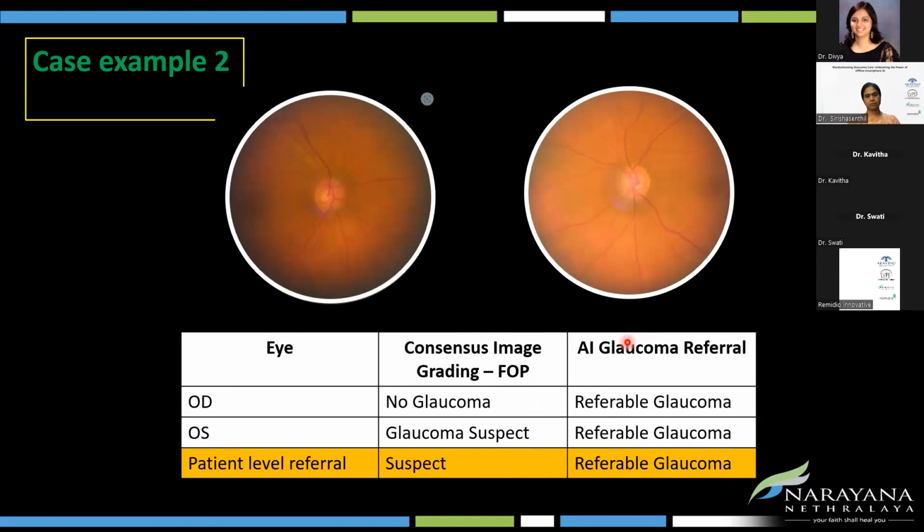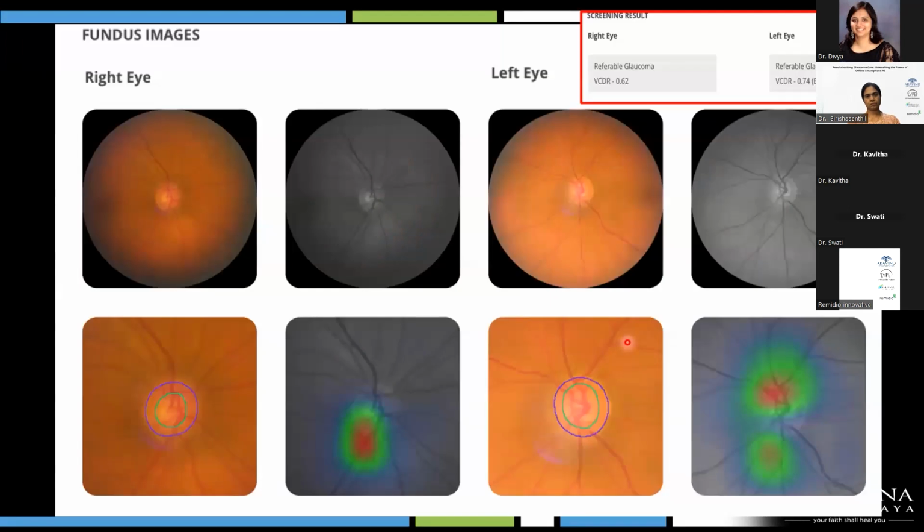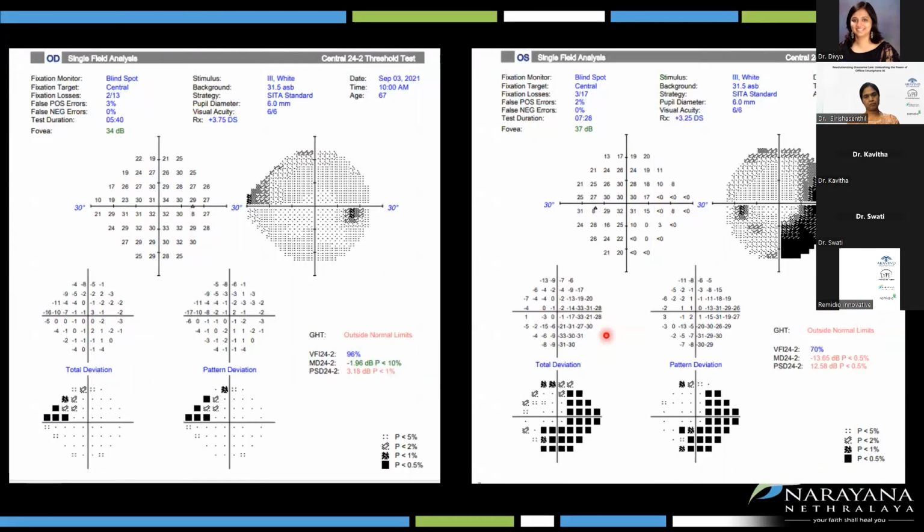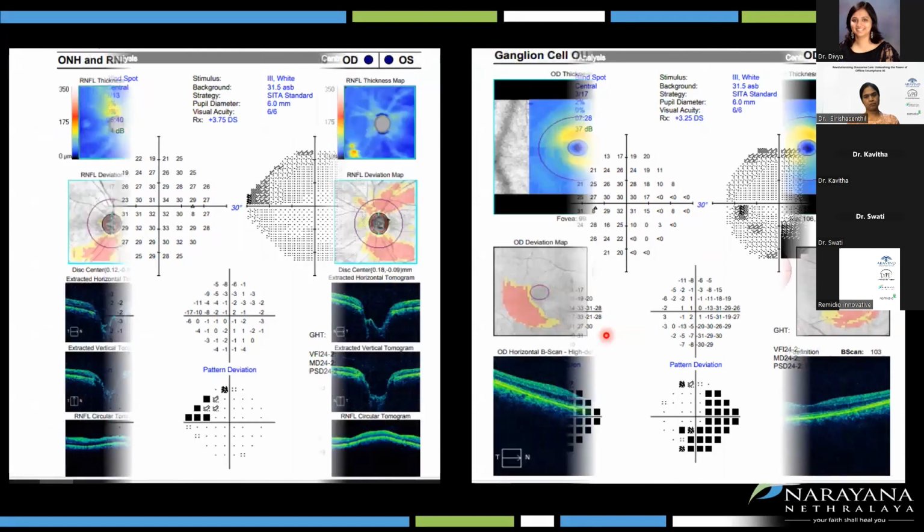At the AI glaucoma referral level, it was referable glaucoma. So to go further, when we look at the printout, we can see that the class activation maps have highlighted both the eyes. So there was glaucoma in both the eyes, which is actually proved by even the visual fields, which had a superior arcuate in the right eye. And in the left eye, you could see a biarcuate scotoma.